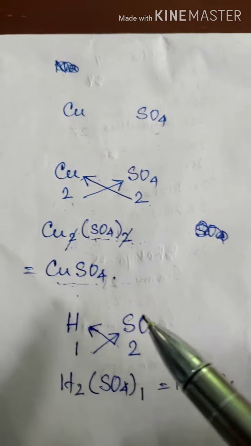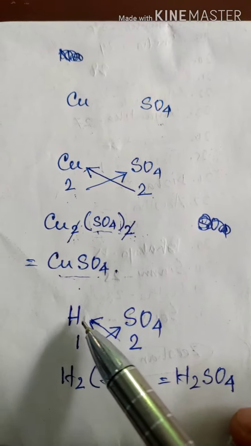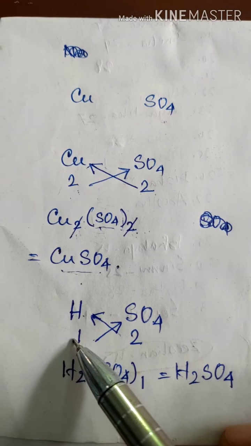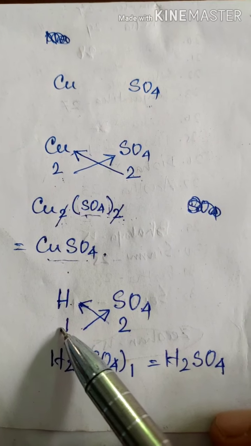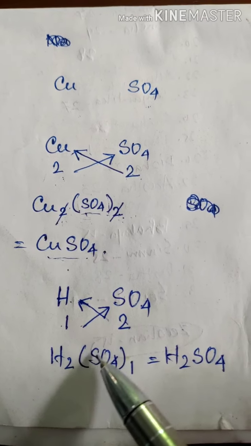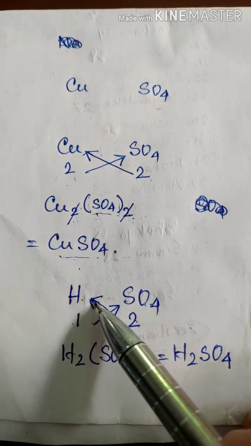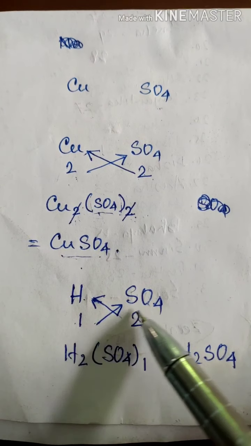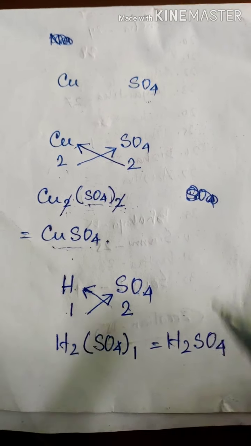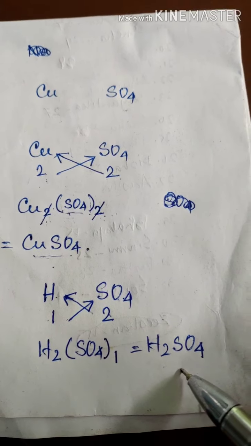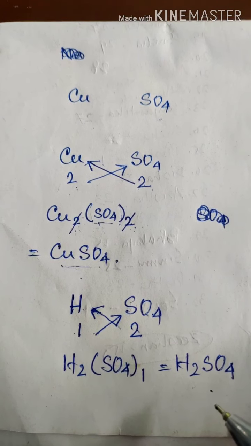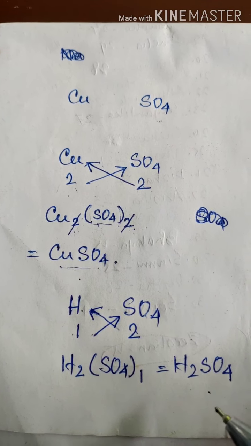Now another example, hydrogen reacting with sulfate ion. We all know that the valency of hydrogen is 1 and that of sulfate ion is 2. So the 2 will go with hydrogen and the 1 will go with sulfate, and the formula will be H2SO4. So in this way we will be able to derive the formula of different compounds.